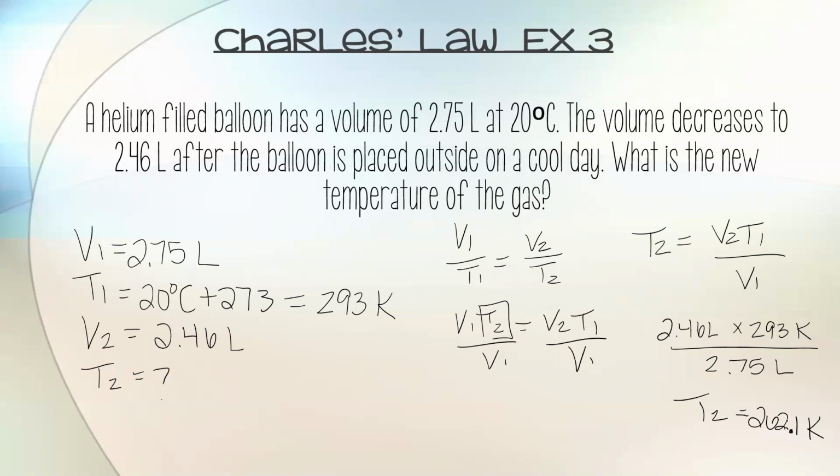Check. Volume went down, so temperature should have gone down, which it did. Okay, so that is Charles' law. Volume and temperature vary directly, meaning they either both go up or both go down. V1 over T1 equals V2 over T2. No pressure because it is held constant. Volume must be in either liters or milliliters, and temperature must be in Kelvin.